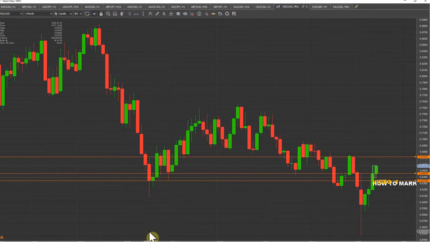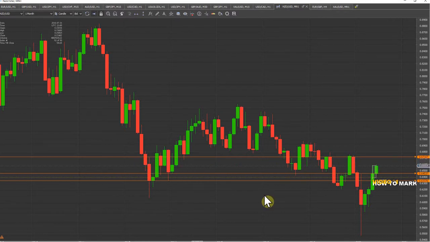And if you look at this month here, you can see a rejection, as this acted as a resistance, and here it acted as a support. There it acted as a resistance, all across the same level.